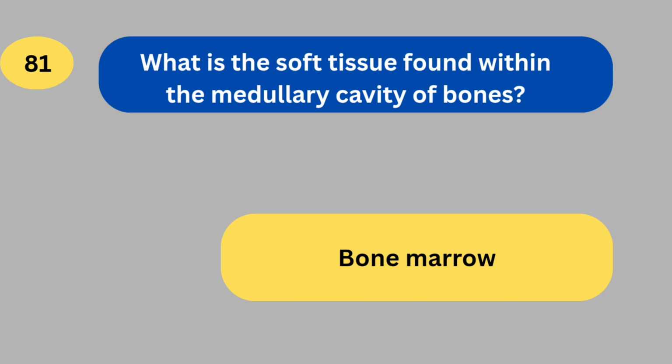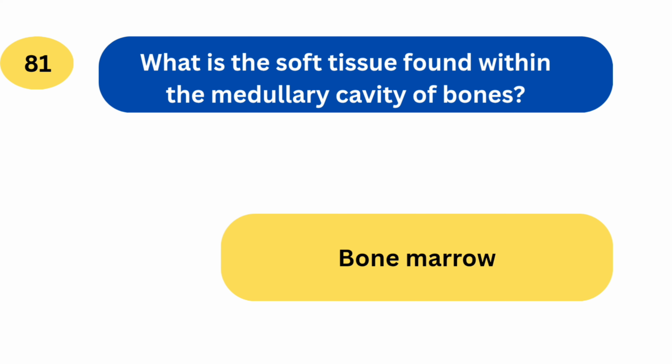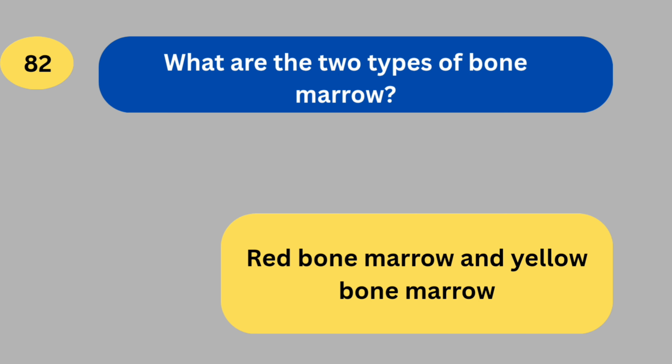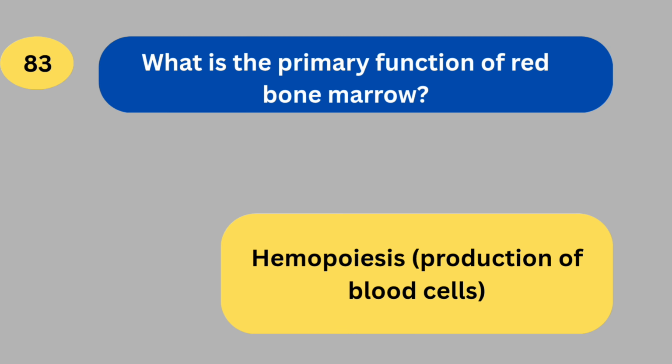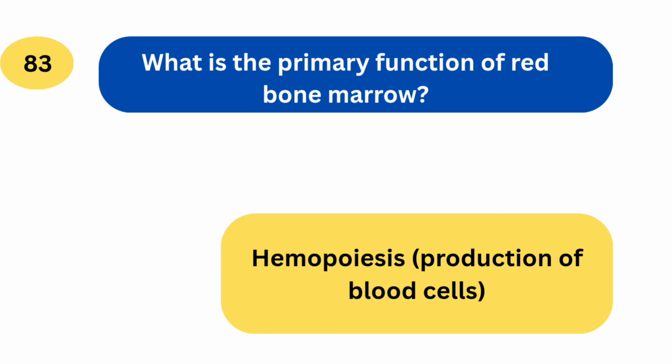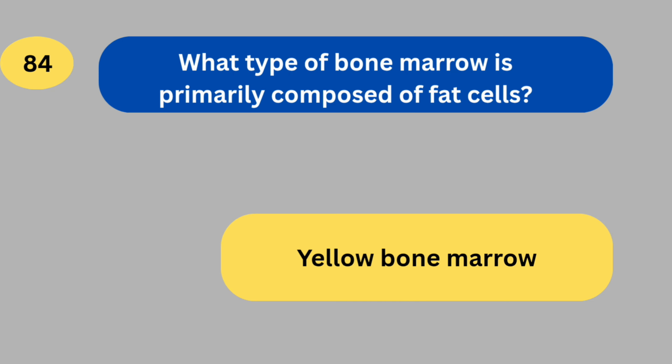Next question. What is the soft tissue found within the medullary cavity of bones? Answer: bone marrow. Next question. What are the two types of bone marrow? Answer: red bone marrow and yellow bone marrow. Next question. What is the primary function of red bone marrow? Answer: hemopoiesis, the production of blood cells.